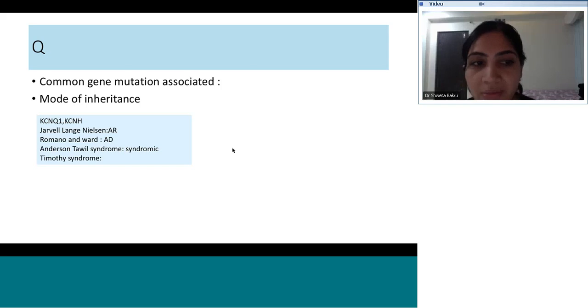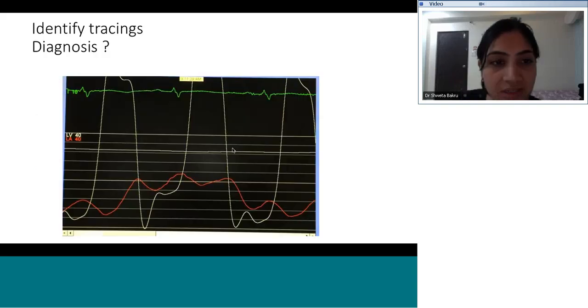So they are more easily identifiable, but of Romano-Ward and Jervell and Lange-Nielsen syndrome, one of them presents with deafness. Which one presents with deafness out of these? Romano-Ward or Jervell and Lange-Nielsen? With deafness, without deafness? Jervell. Yeah, so it presents with deafness. So again, it is easy to identify, but Romano-Ward patients are precisely normal children, yet they will have this kind of disease where there will be a long QTc, and it can be lethal if it is missed.